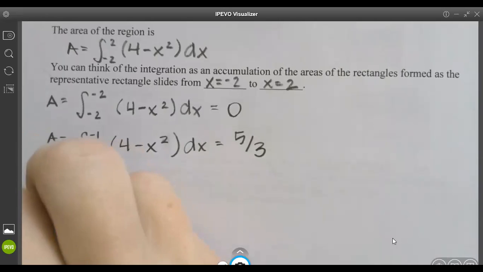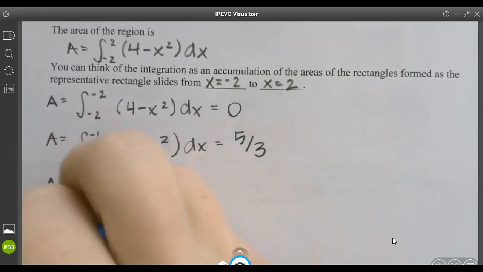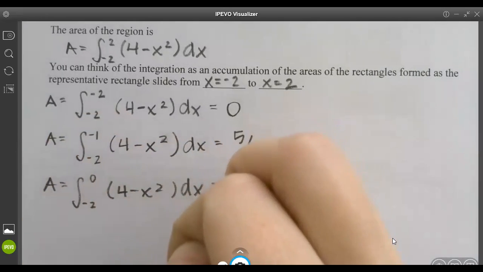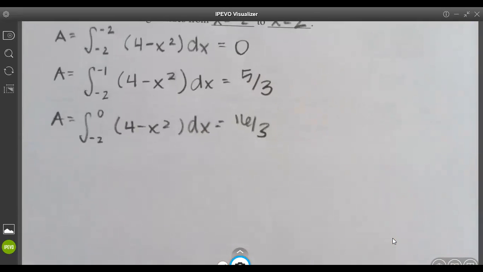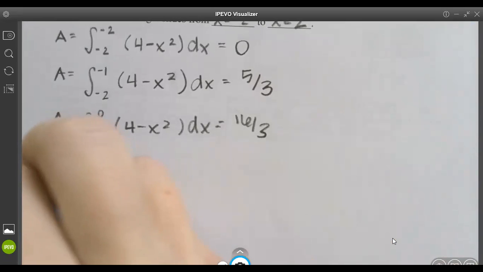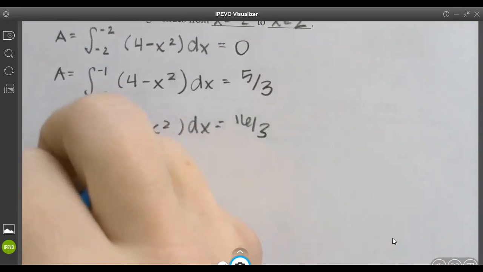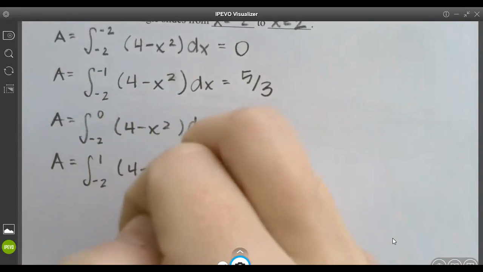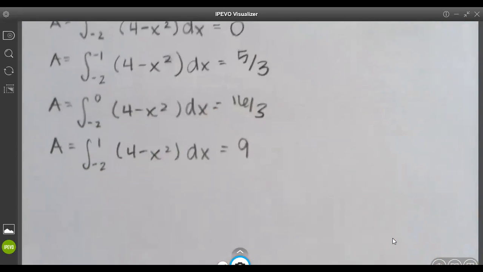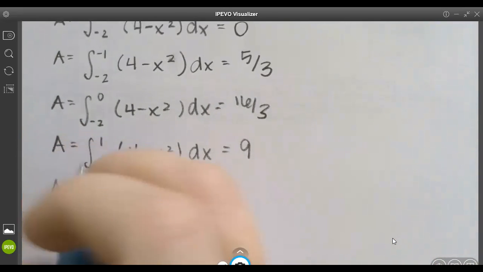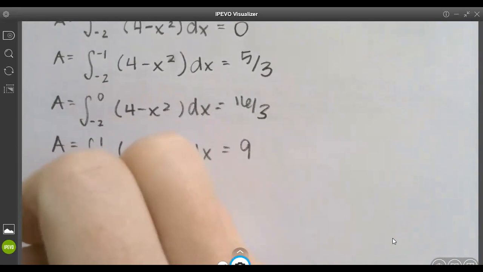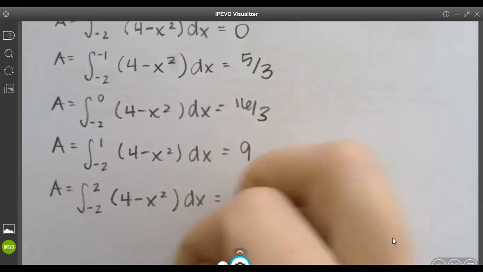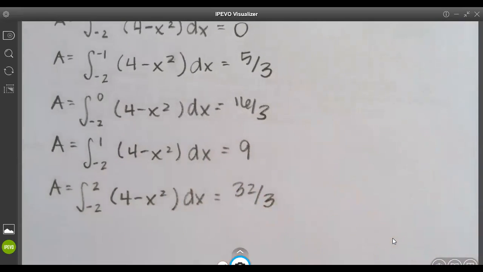What would be my next interval from -2 to what? 0 of 4 minus x squared dx. And I will go ahead and tell you that gives you 16 over 3. We're not doing the work for it. And this is the accumulation process that they're talking about. So then where would we go? -2 to 1 of 4 minus x squared dx. This would give us 9. And then remember, we're trying to get to 2. So this will be my last one. And that would give me 32 over 3.